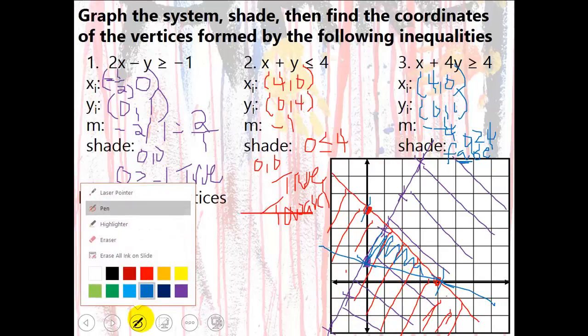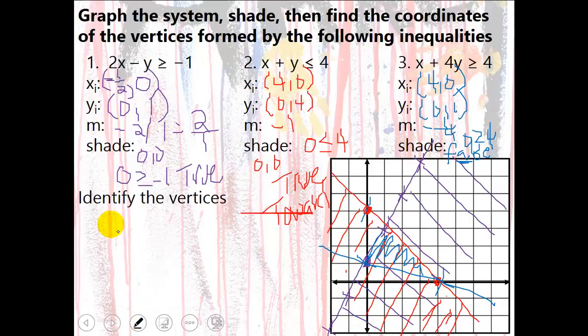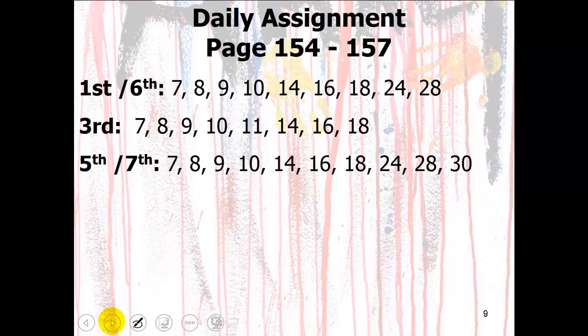So let's get my highlighter out, and let's shade in this triangular region right here. Okay, so what are my vertices? Well, I'm going to have the point 0, 1, that's this point, and then I'm going to have 1, 3, and then I'm going to have the point 4, 0. All right, so these are the problems that we're going to work on in class, our daily assignment.